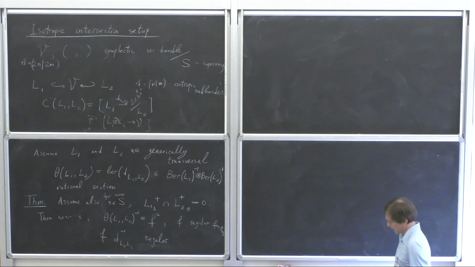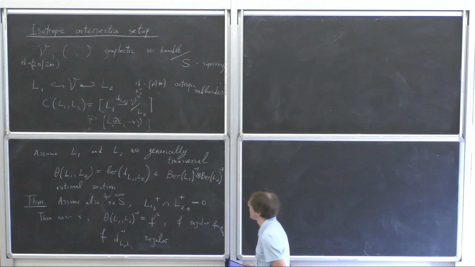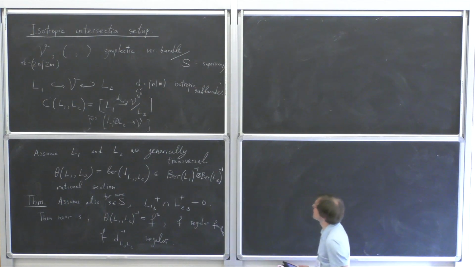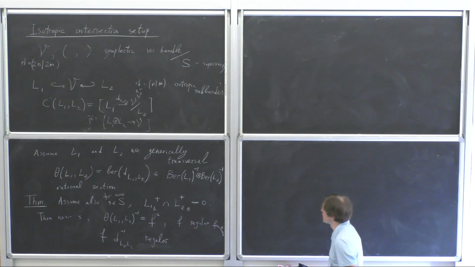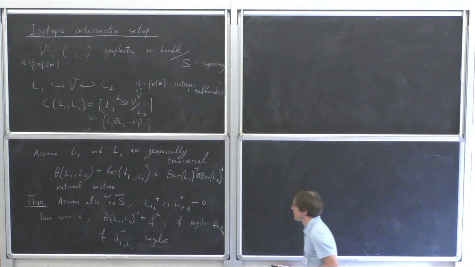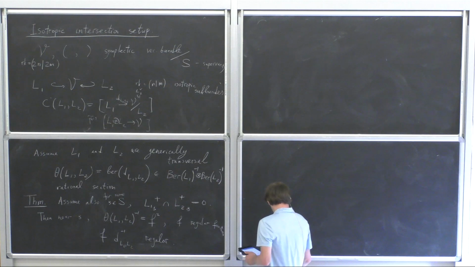Okay, so this will be the abstract model which I will apply in the case of supercurves for an appropriately chosen symplectic supervector bundle. And this condition will be satisfied automatically.